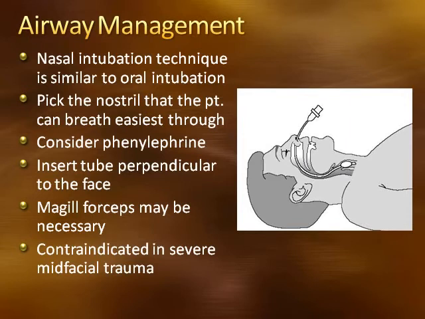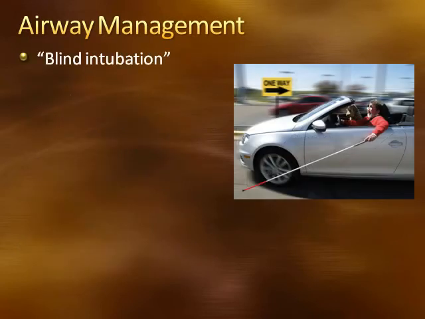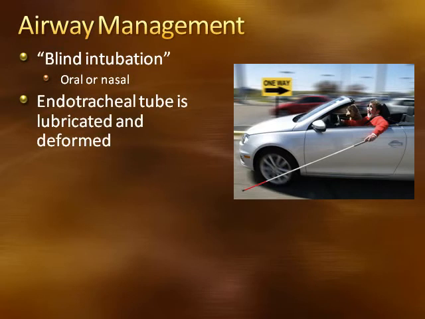risk of intracranial placement. We are all more comfortable with direct visualization when performing a laryngoscopy, but on certain occasions, a blind intubation is required. This can be done orally or nasally. In a blind nasotracheal intubation, an endotracheal tube is lubricated and deformed for a few minutes in order to exaggerate its curvature. The patient's head should be placed in the sniffing position.